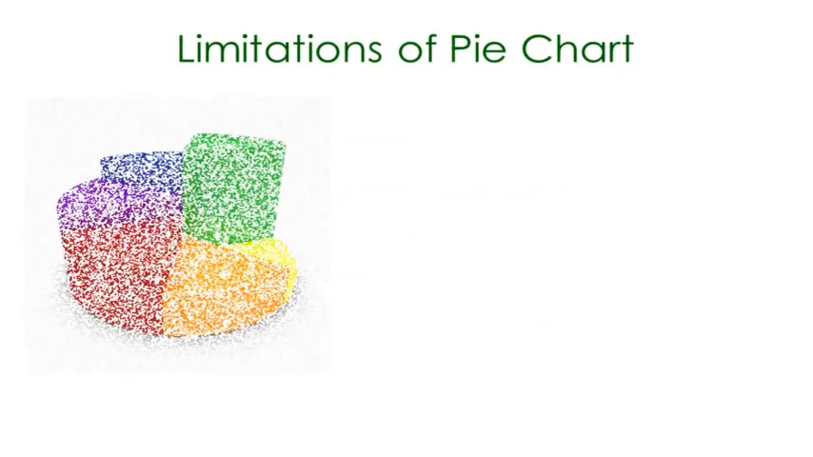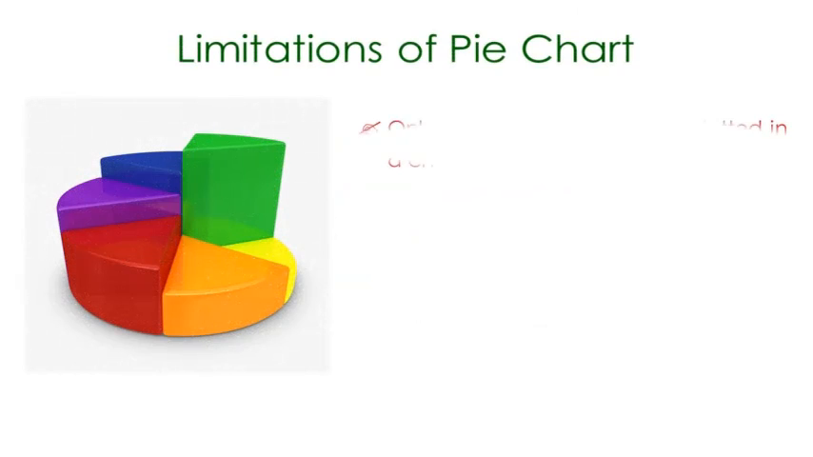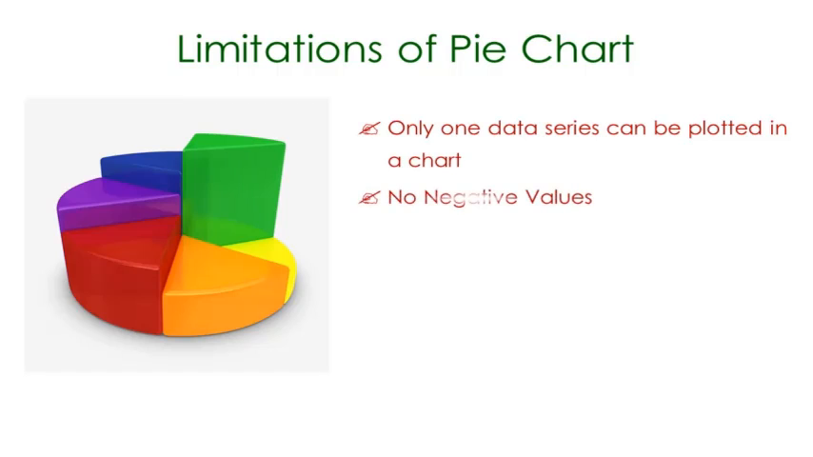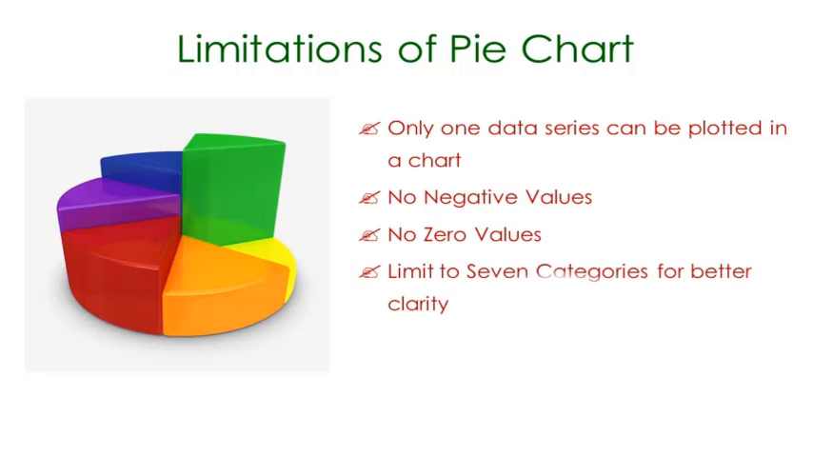Limitations of pie chart. Following are the points to be considered while drawing or using a pie chart. We can plot only one data series in a chart. None of the values that we want to plot are negative or zero. We can plot 6 to 7 categories to have better clarity. The categories represent parts of the whole pie.